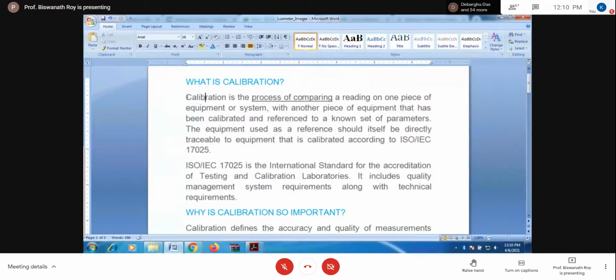So during the calibration, one equipment is to be calibrated, we call it test equipment. Another equipment that is already calibrated by another lab is known as working standard equipment, right? Then under the same test condition, the readings obtained by the test equipment and the working standard equipment are to be compared in the process of calibration, right?